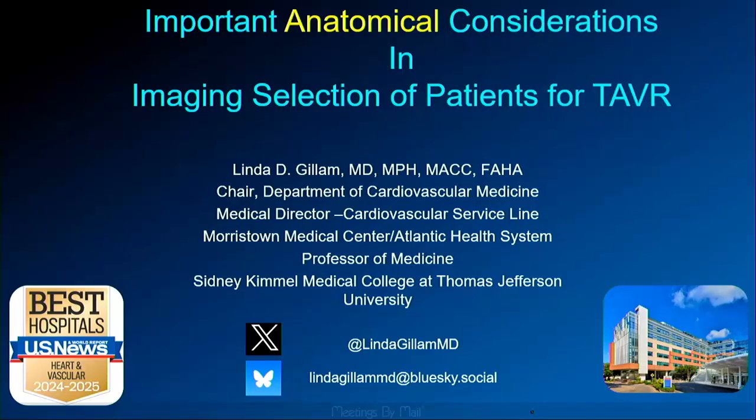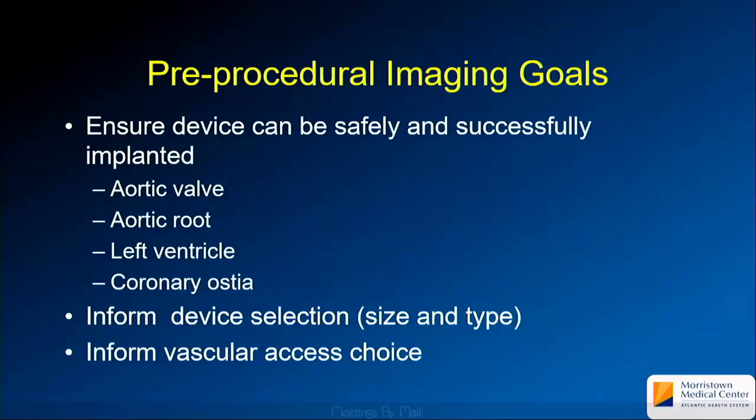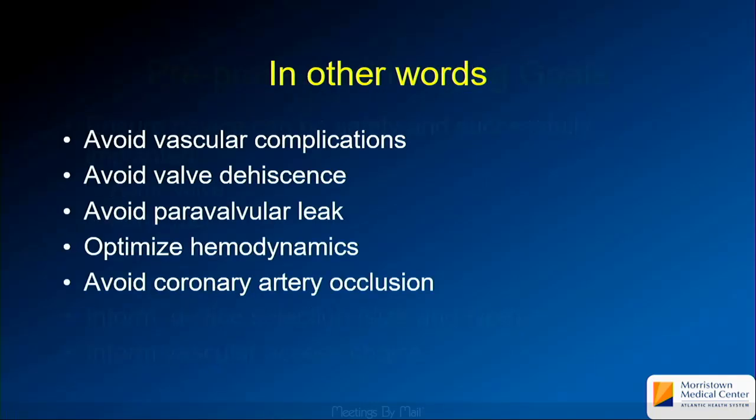So in discussing important anatomical highlighted considerations in imaging selection, I'm going to focus on native aortic valve stenosis, although many of the comments I make will be relevant in other scenarios as well. So what are our pre-procedural imaging goals? Well, you want to make sure that the device can be safely and successfully implanted, so we're going to look at the valve that's there, the root, the ventricle, the coronary ostia. Also to inform device selection, both the size and the type, and finally to inform vascular access choice.